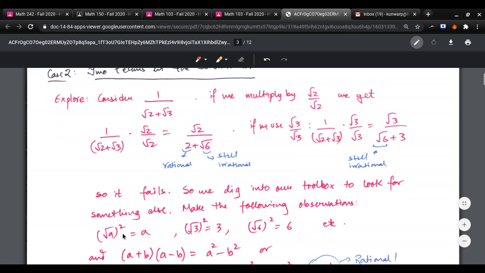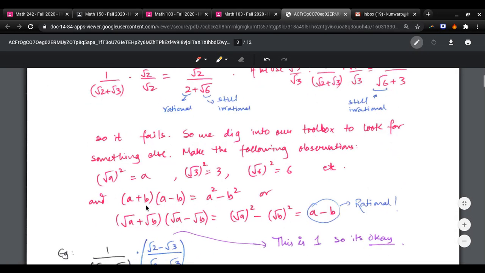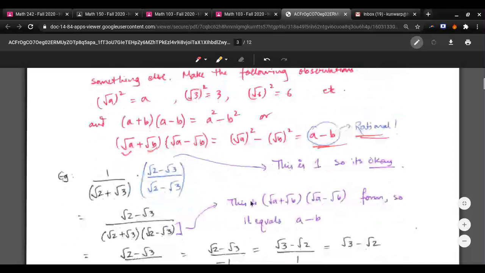We make the following observation. Root a squared is a, root 3 squared is 3, root 6 squared is 6, etc. And a plus b times a minus b is a squared minus b squared. Or if I replace a and b by root a and root b, which are both possibly irrational, I end up with a minus b, which is rational. So that's what we're going to use.